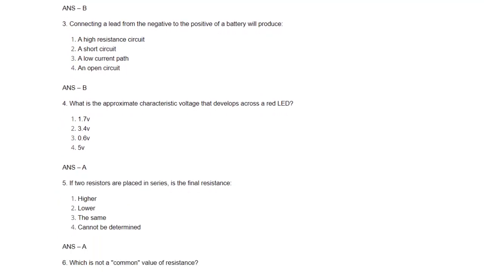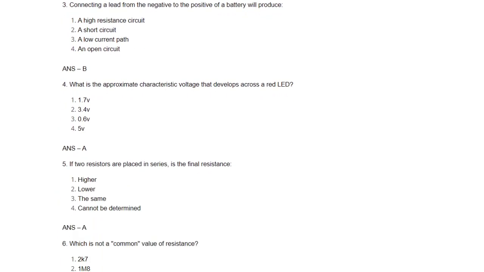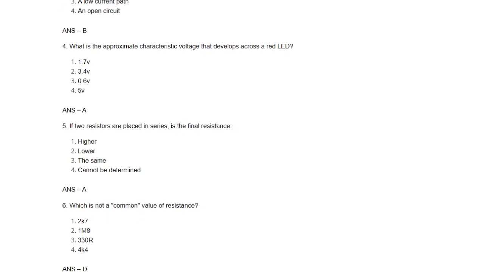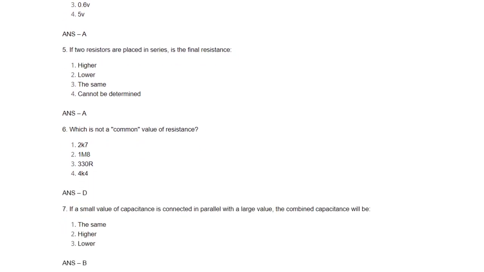Question number 4: what is the approximate characteristic voltage that develops across a red LED? It is 1.7 volt. Question number 5: if two resistors are placed in series, what is the final resistance?